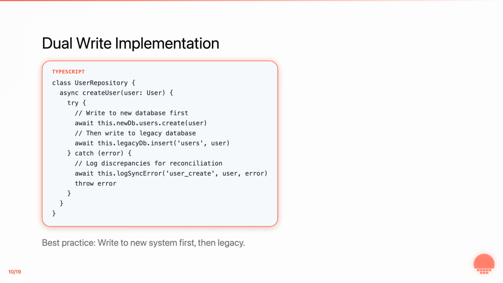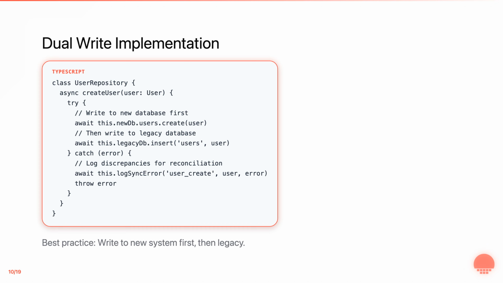Notice we're writing to the new database first, then the legacy one. Why that order? Because if the new system fails, you want to know immediately. Don't wait until your migration is complete to discover your shiny new database can't handle production traffic.